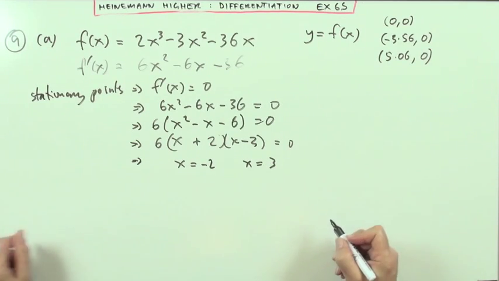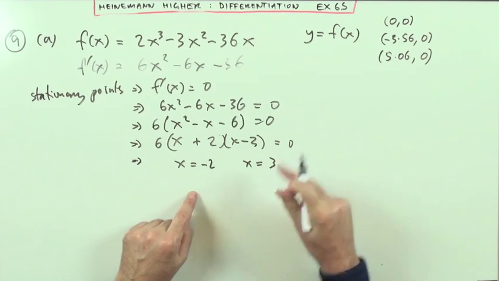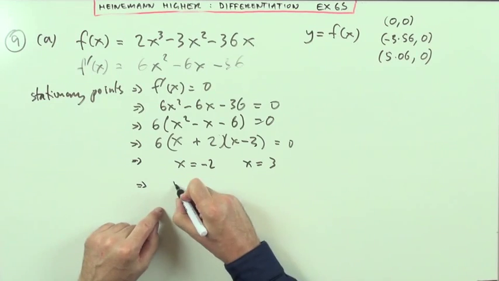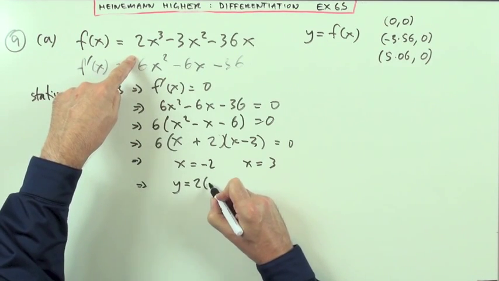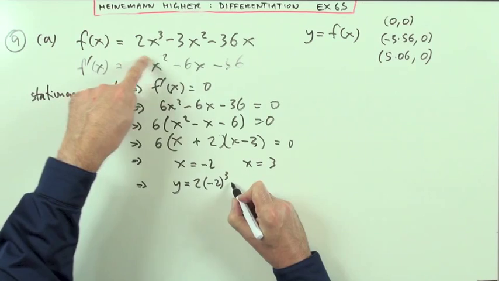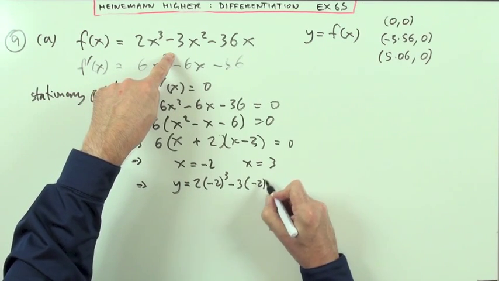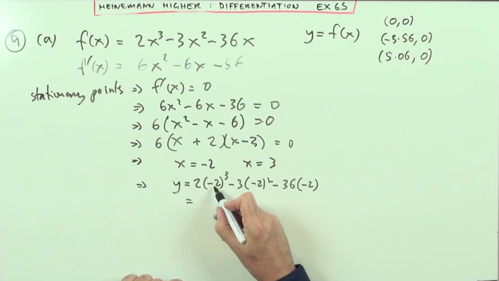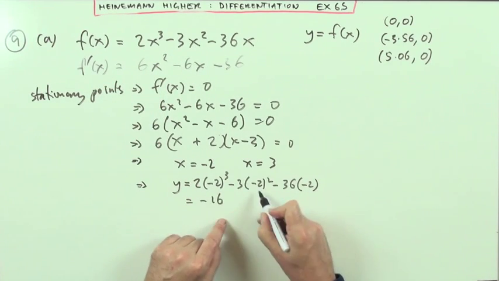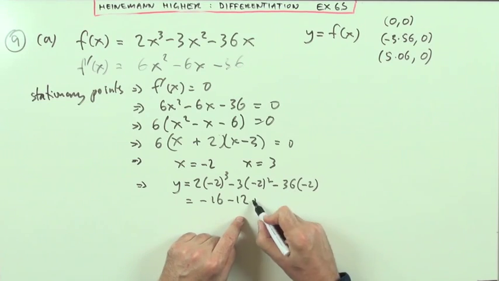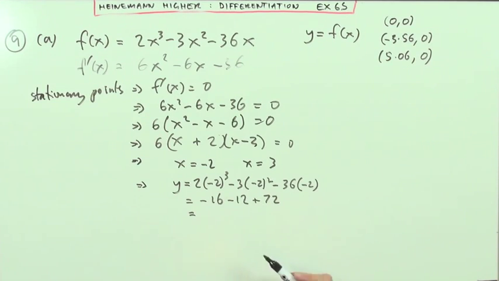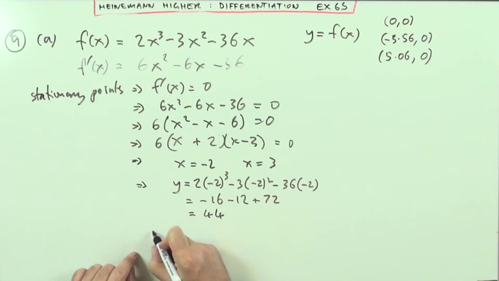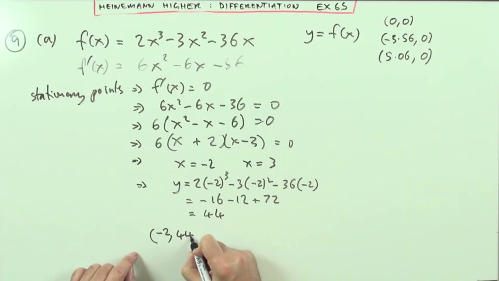So x equals 3. But for each of these I'll need to work out the corresponding y-coordinates. Feeding that one back into here. So that means y is going to be 2 times negative 2 cubed minus 3 times negative 2 squared minus 36 times negative 2. So that's going to be negative 8. So negative 16. 4, take away 12, plus 72, so that's going to be 28 away from 72, which is 44. So something happens at negative 2, 44.